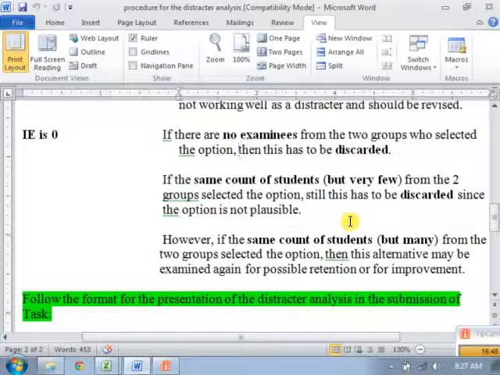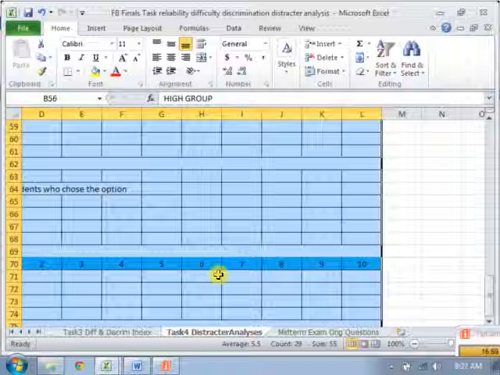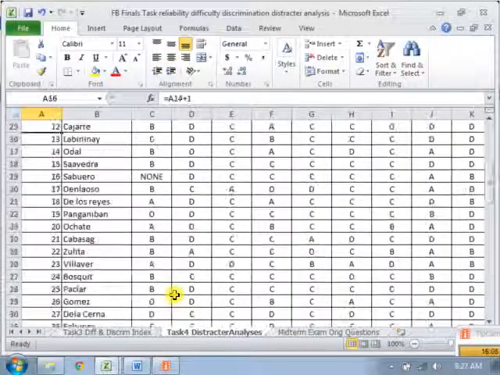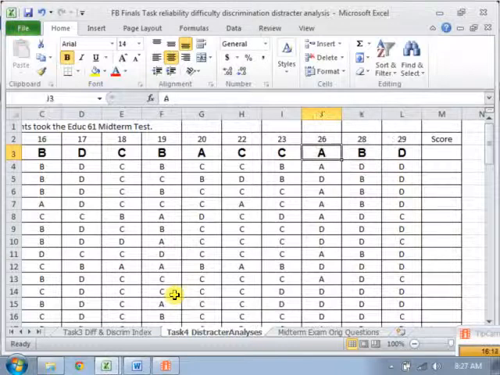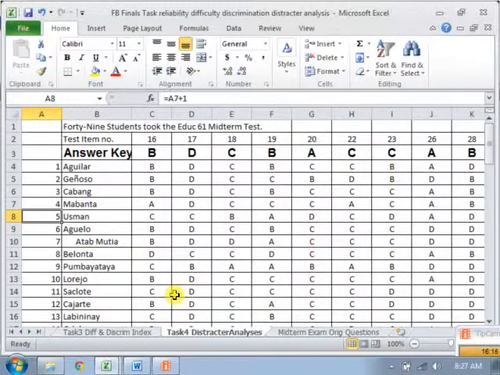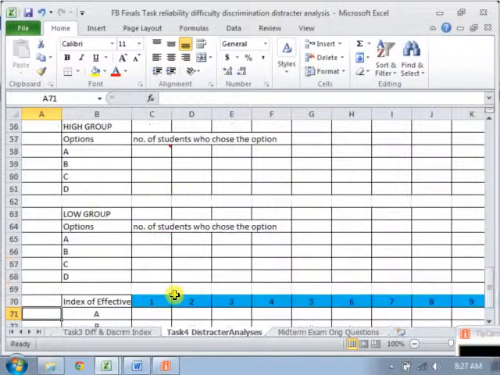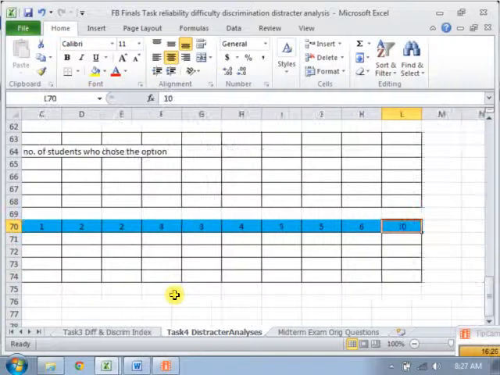So which means if you get a 0 index of effectiveness, take the decision slowly. It's not an automatic discard. Okay, so don't be hasty. Okay. Same, right? You're going to deal with number 16 until 29. Those are just 10 items. See, it's easy, right? 10 items, you're going to compute for the high group and the low group and the index of effectiveness. You can change the numbers here.